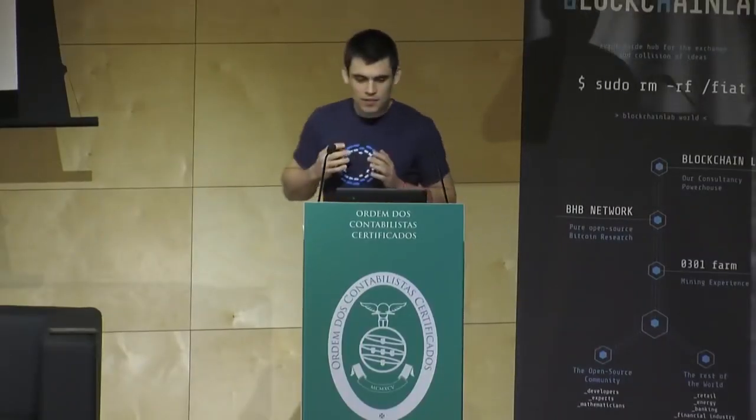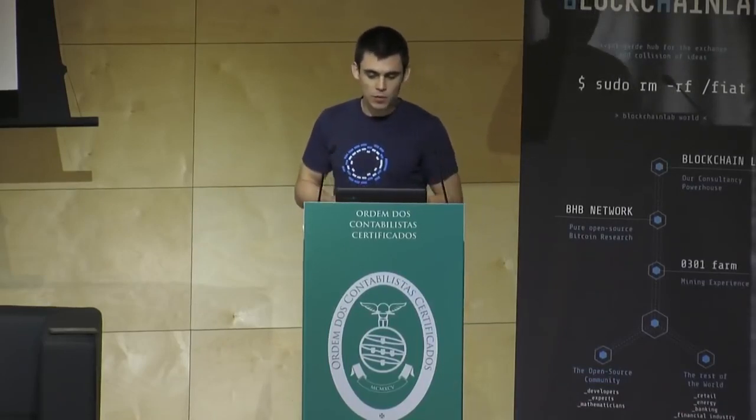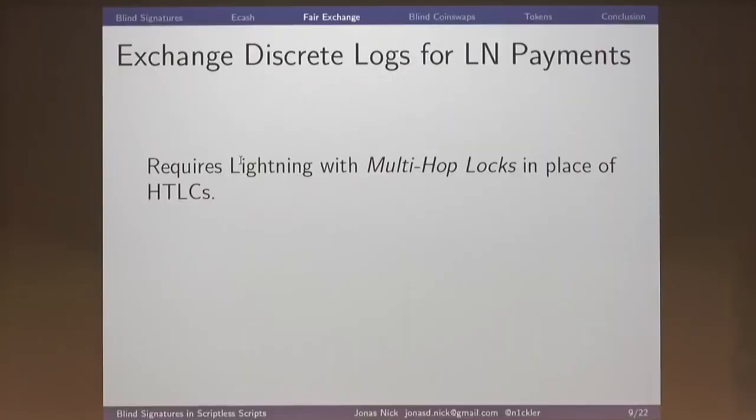Okay, so doing these payments on-chain is nice, but even nicer would be if we could also do the same thing, namely buying discrete logarithms, but with Lightning Network payments. And this is currently not supported in the Lightning spec, but maybe in a future version using a technique called multi-hop locks in place of HTLCs.